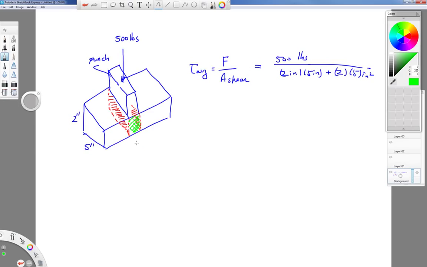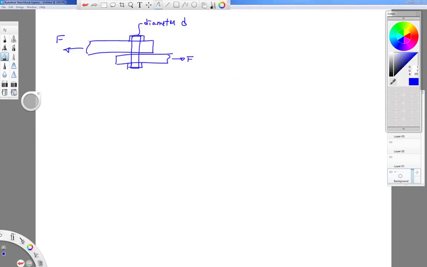All right, let's do a couple more examples. We'll take a look at some bolts. All right, and the first joint we're going to look at is a bolted joint. This is called a lap joint.